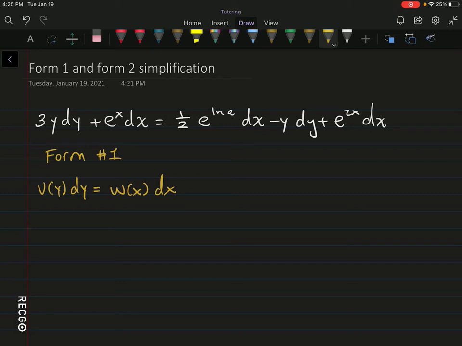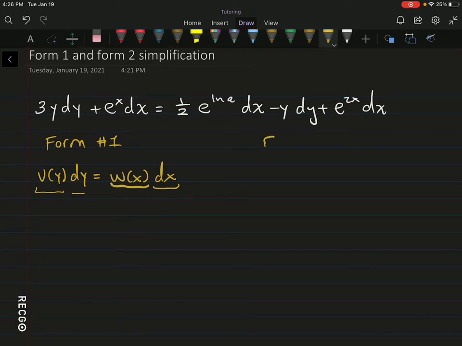All this form is saying is that we have our dy on the left side, multiplied by only variables that have a y. And on the right side, we have our dx, multiplied by variables that only have an x. Form number 2 is dy over d of x plus p of x, where p of x is some variable that may or may not contain x, times y equals f of x, meaning variables with x.